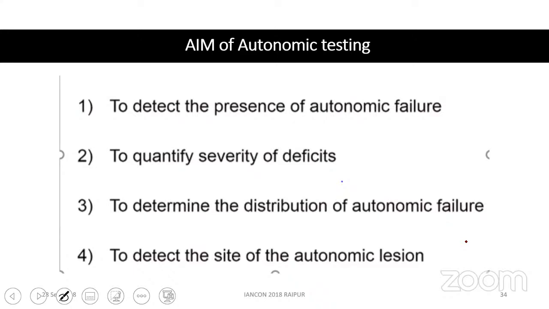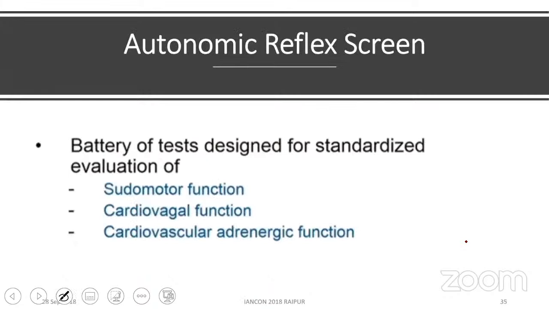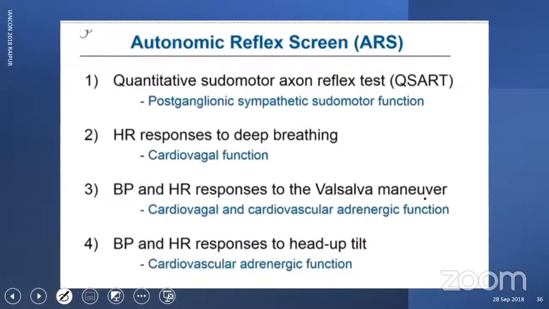So the aim of autonomic testing, as I said, in alpha synucleinopathies is to detect the presence of autonomic failure, to quantify severity of deficits, to determine the distribution of autonomic failure, and to detect the site of autonomic lesions. So a battery of tests is designed for standardized evaluation of pseudomotor function, cardiovagal function, and cardiovascular adrenergic function. Some of these tests we will deal with in detail, and there is the autonomic reflex screen, ARS.